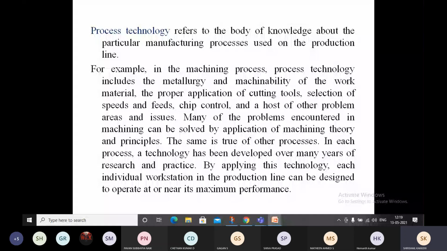The second example I had taken is a very simple example. The hardening, heat treatment and annealing industry should have an idea about the metallurgy, the microscopic structure of the materials, the different types of materials and their composition. Only then can they go for the heat treatment. So this is the process technology. And what is reliability?